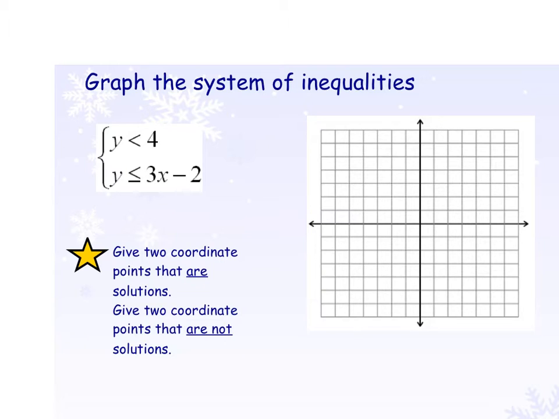So just like a system of equations, a system of linear inequalities has two equations of two variables, okay? The only difference now is that we're going to have to shade in the end. So step one is to graph both of the boundary lines.